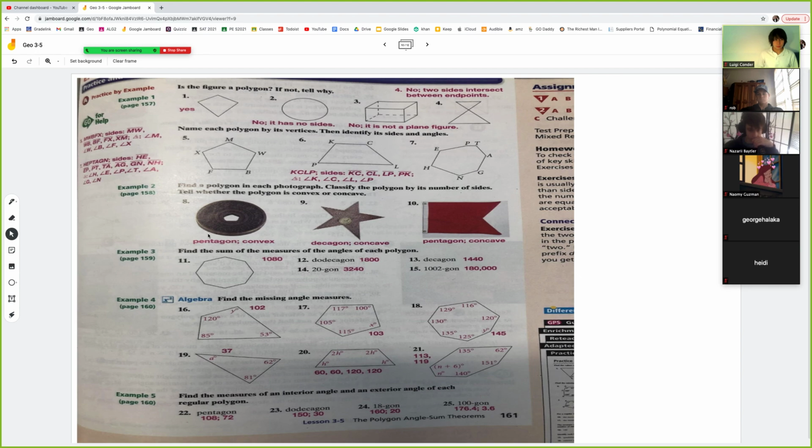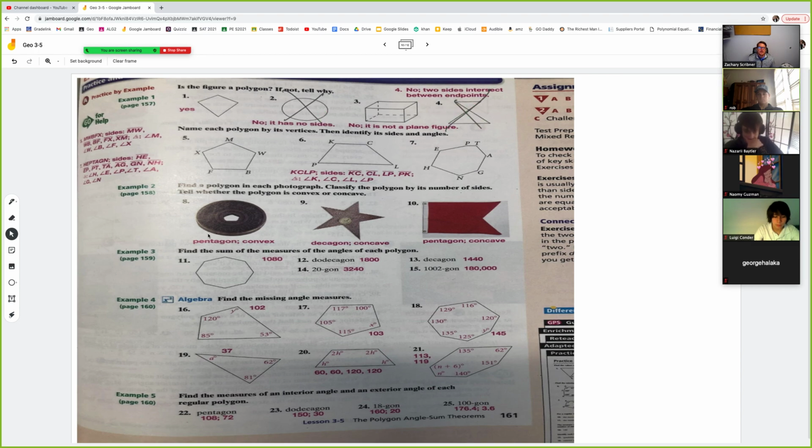Now, let's go ahead and jump into one of these so that we can practice. First of all, is the figure a polygon? If not, tell why. Number 1, yes, 4 sides. Number 2, no, because there's no sides. Number 3, no, because it's not in a single plane. It is in 4 different planes. Number 4, no. Why? Because 2 sides intersect between the endpoints. So you can see that this is no and this is no.